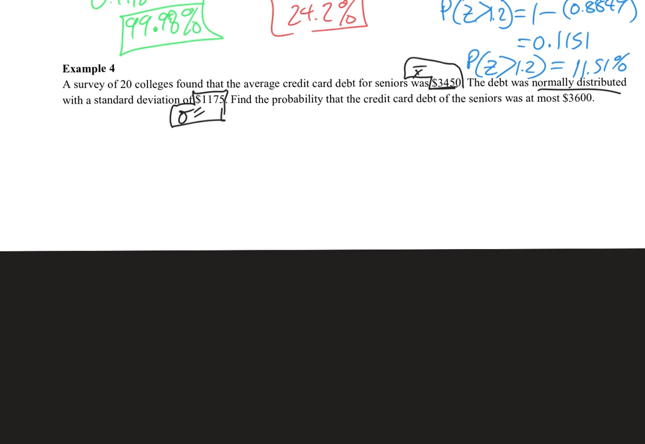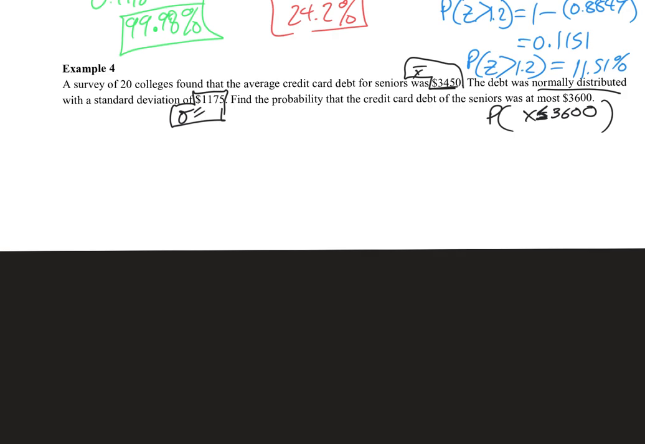Find the probability that the credit card debt of the seniors was at most $3,600. So at most, actually it's not x equals. If it's at most 3,600, aren't we saying it has to be less than or equal to 3,600? So really we want to know the probability that the value is less than or equal to 3,600. Well, let's just convert this 3,600 to a z-score.